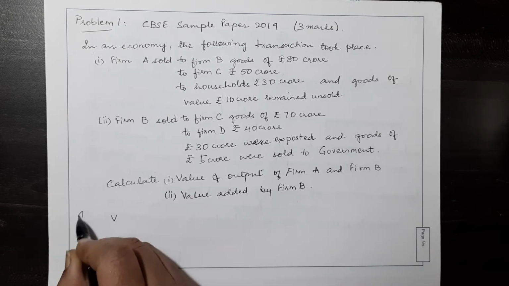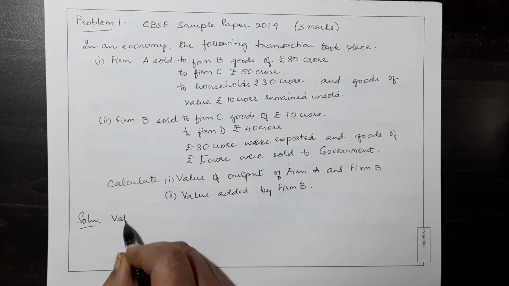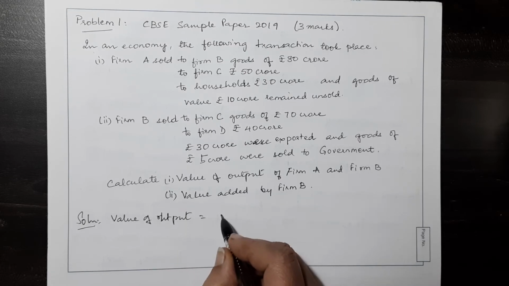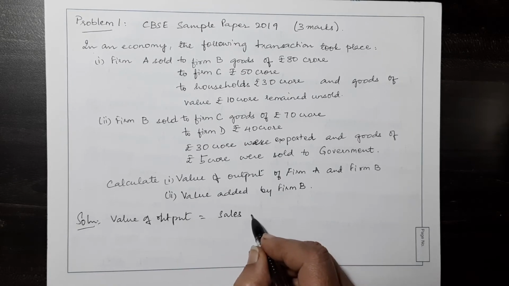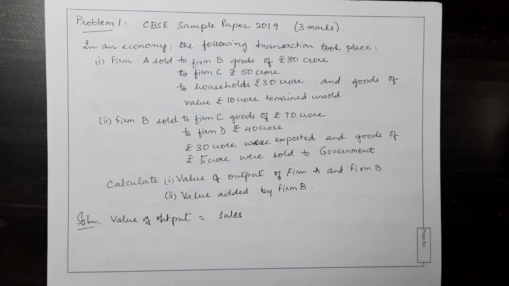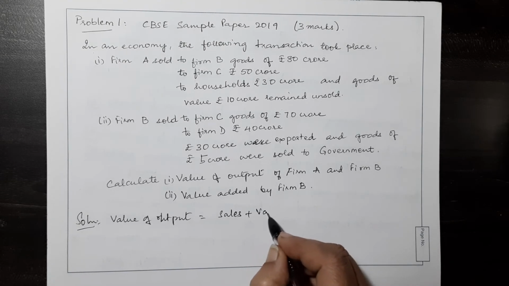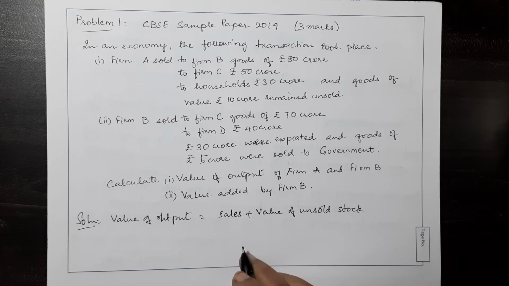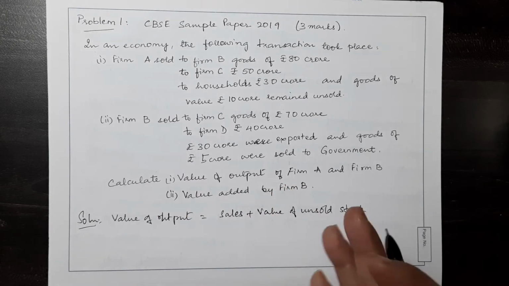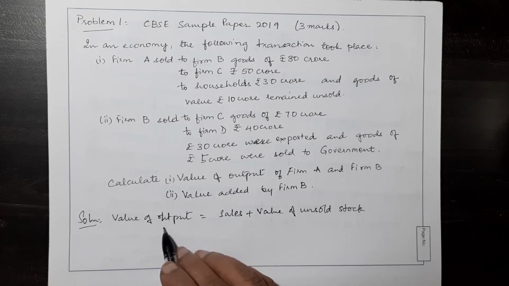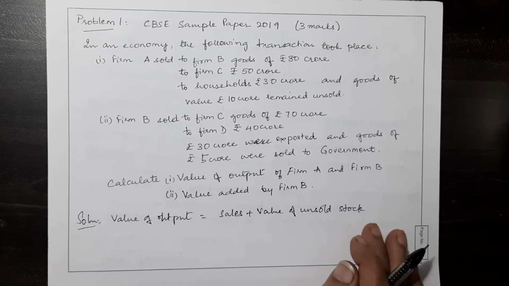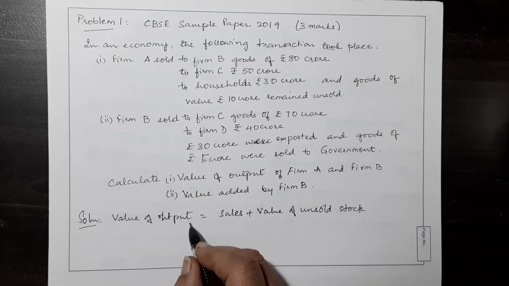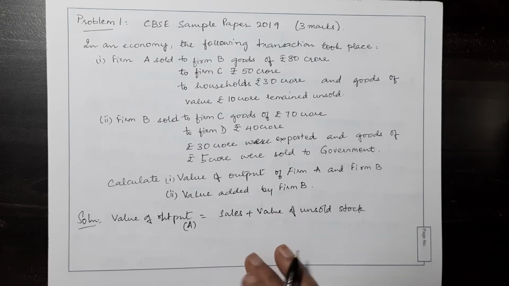Value of output is given by, let's write down the solution. Output is equal to sales plus value of unsold stock. So it could be firm A, firm B, firm X, firm Y, whatever. But value of output is equal to sales plus value of unsold stock, is what we have learnt. Now you put the value of output of firm A. Same thing applies for B also.